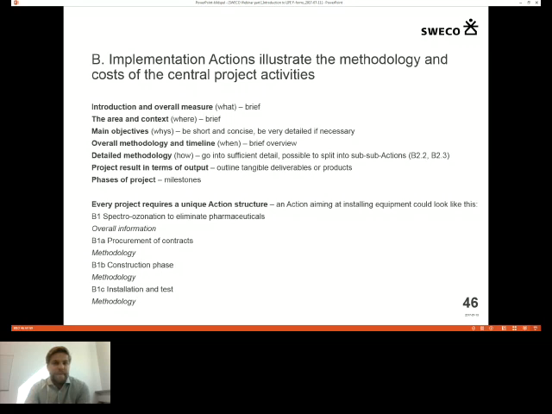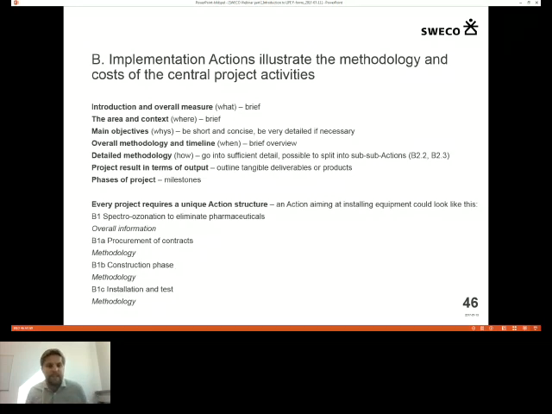Then the overall methodology and timeline. This can be explained briefly: how you're planning to carry out the project and when. And then you go into detail with the detailed methodology. Here you can go into large detail as long as you keep it logical. And now we get back to the sub actions.